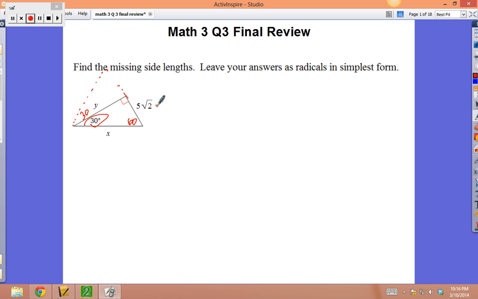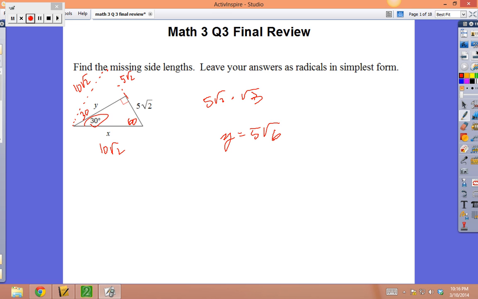So this is 5 square roots of 2. This also is 5 square roots of 2. Together, 5 square roots of 2 and 5 square roots of 2, they're 10 square roots of 2. So every side is 10 square roots of 2. And then to find y, you always take the short guy, 5 square roots of 2, and you times it by a square root of 3. So y is going to be 5 square roots of 6.